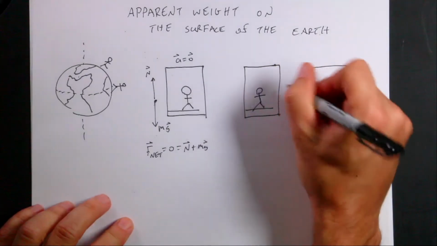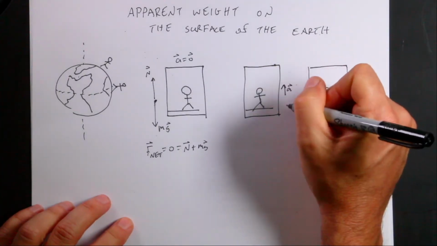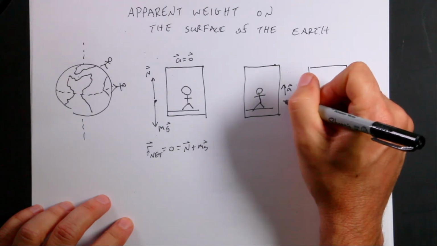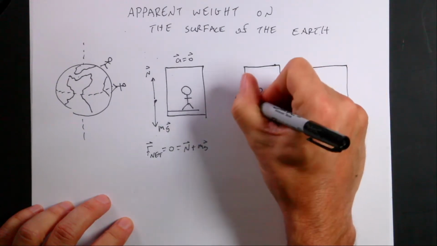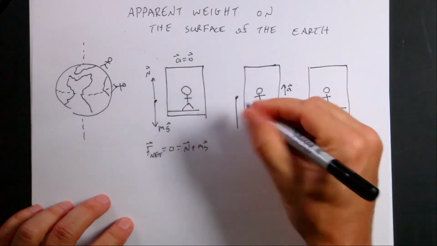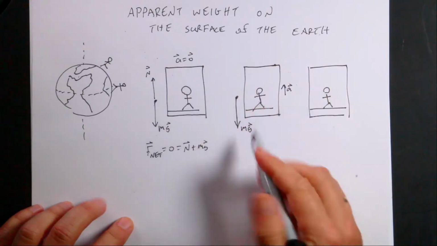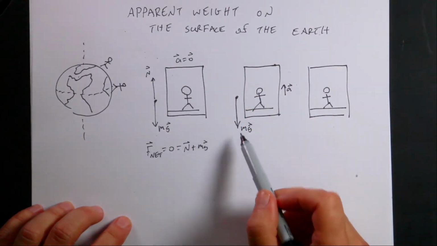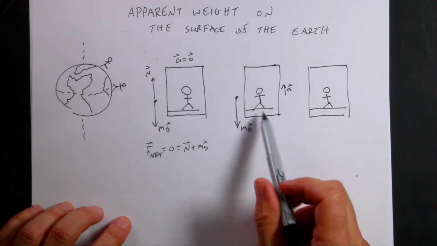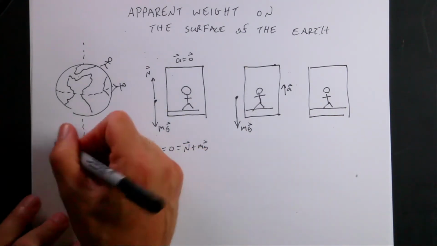Now let's imagine that the elevator is accelerating up. In that case, we still have two forces. We have the downward gravitational force, and it's the same as it was before. Maybe I didn't draw it completely the same. It's the same because what is the gravitational force? The gravitational force is an interaction between the person and the Earth.